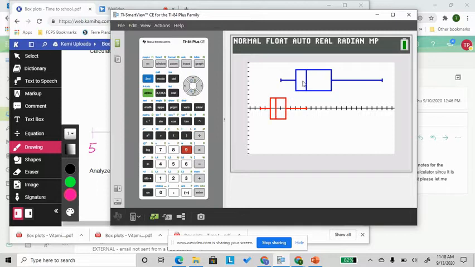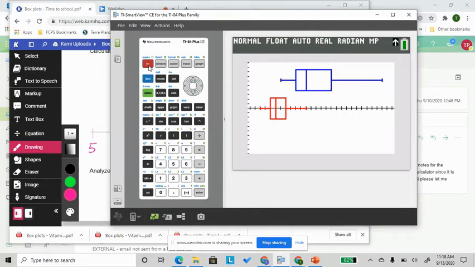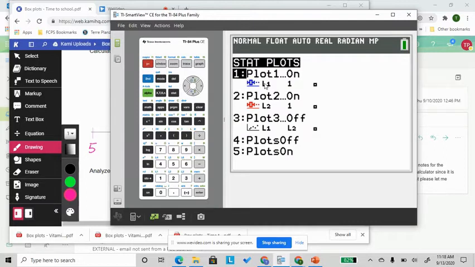If you have the same exact box plot graphed twice, which is a common mistake that people make when they start, that means you're graphing list 1 twice. Go back in and check to make sure that you have plot 1 on list 1 and plot 2 on list 2. So that's a common mistake that people make.